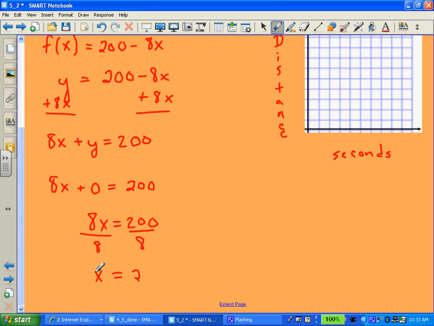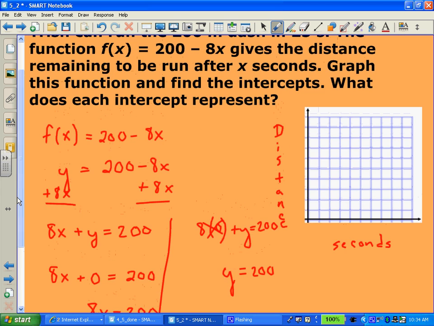Divide by 8, so x equals 25. And then if I do the y-intercept, 8 times 0 plus, should be a plus sign, plus y equals 200. 8 times 0 is just 0, so I have y equals 200. So my x-intercept is 25, my y-intercept is 200.